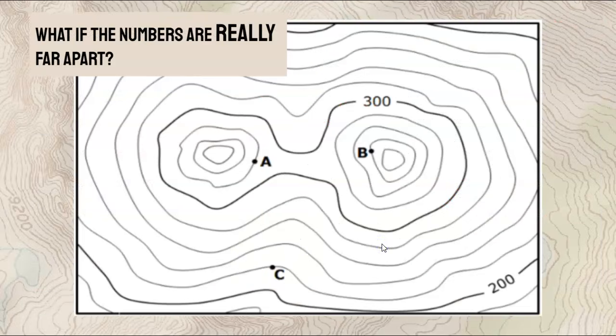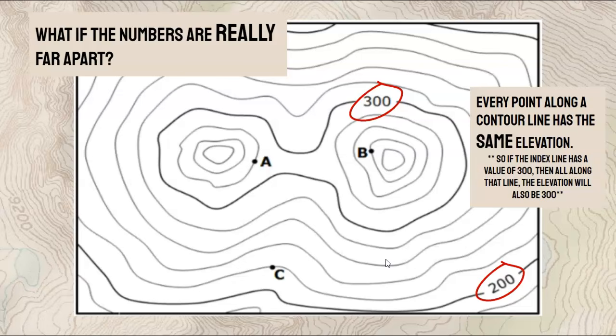Now, what if the numbers on a map are really far apart? In this map, we've got 200 here and 300 here, but there's a whole lot of lines in between them. So remember that every point along a contour line has the same elevation. So if the index line has an elevation of 300, that means I can follow the line all the way around closer to my other elevation and it will also be 300.